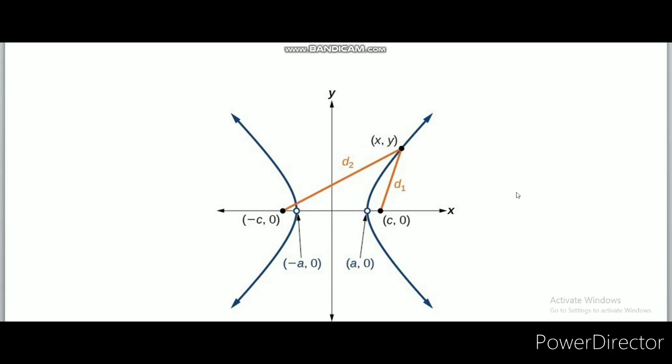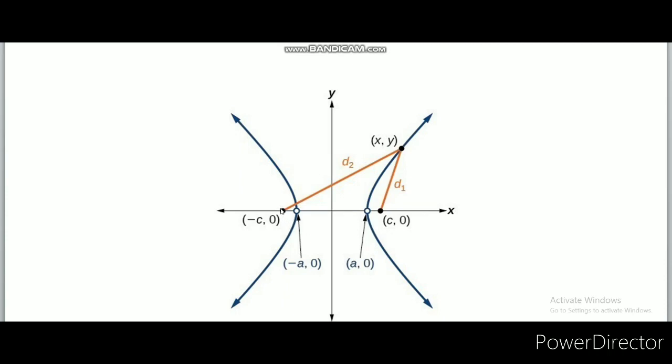Okay, so for this kind of graph, since this is the transverse axis and this is the conjugate axis, the focal radius will be here and here. So the distance of your focal radius will be longer than the vertex or the x radius. So if this is your x radius, the focal radius must be longer since the foci have to be outside the hyperbola. You get the picture, right?